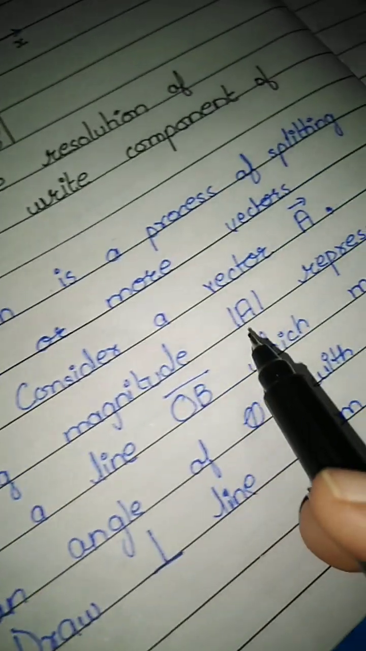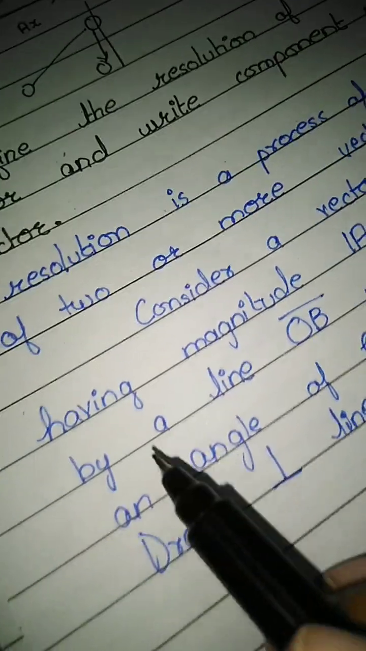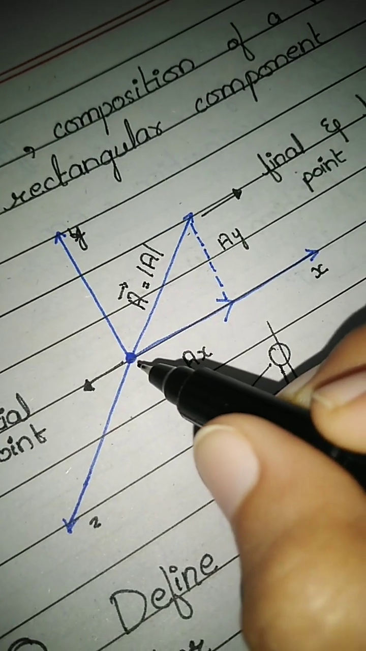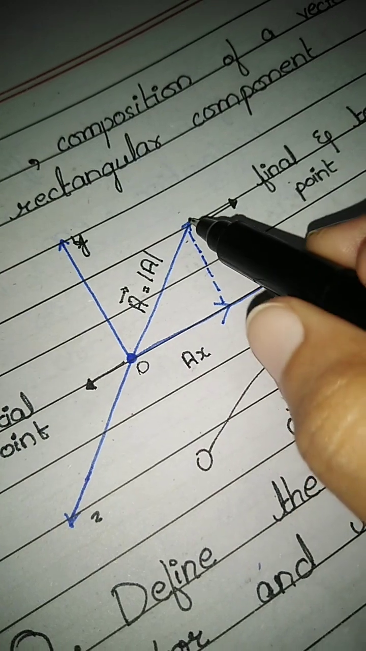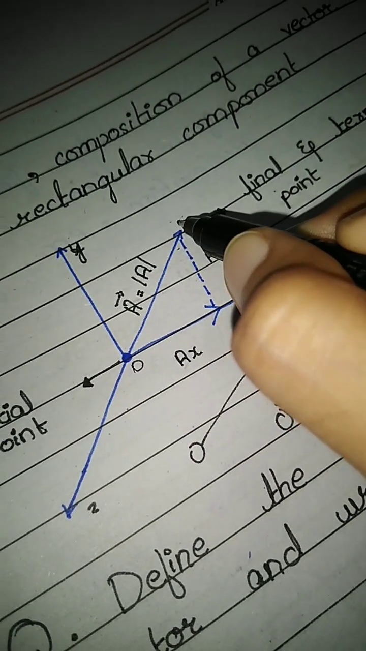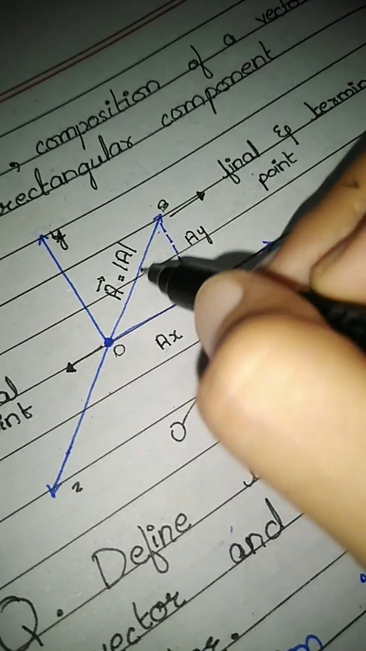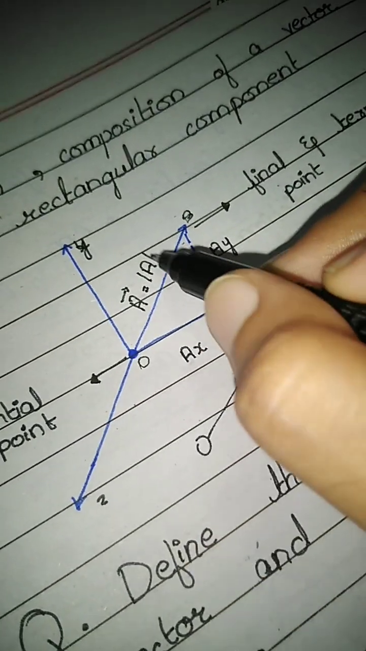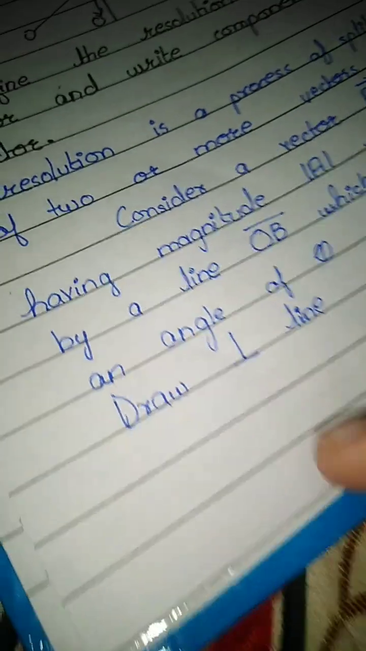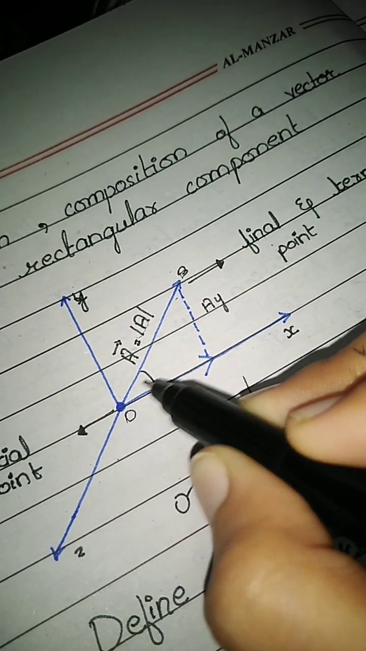Consider a vector A having magnitude |A| represented by a line OB. We hadn't labeled it before, so let's just consider this O and this B. This is simply written as vector OB, and the magnitude is written in modulus. After that, it makes an angle theta. Just consider this is theta.